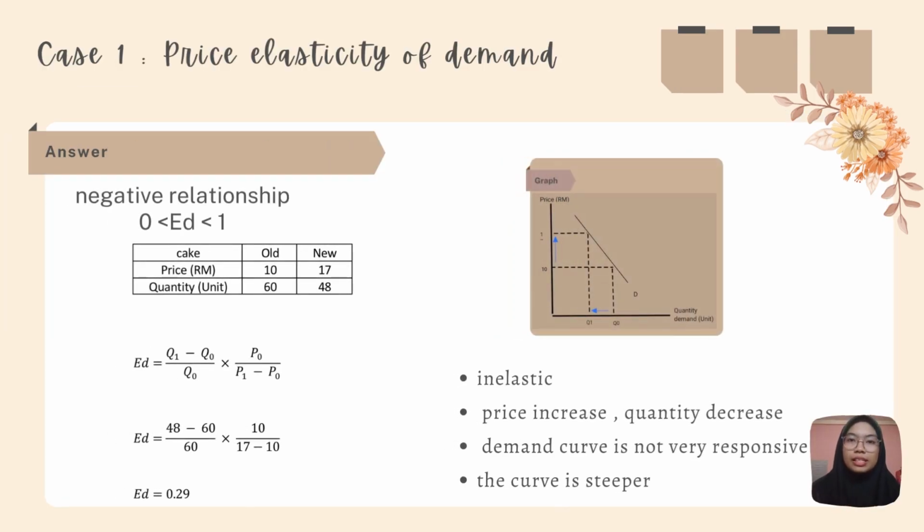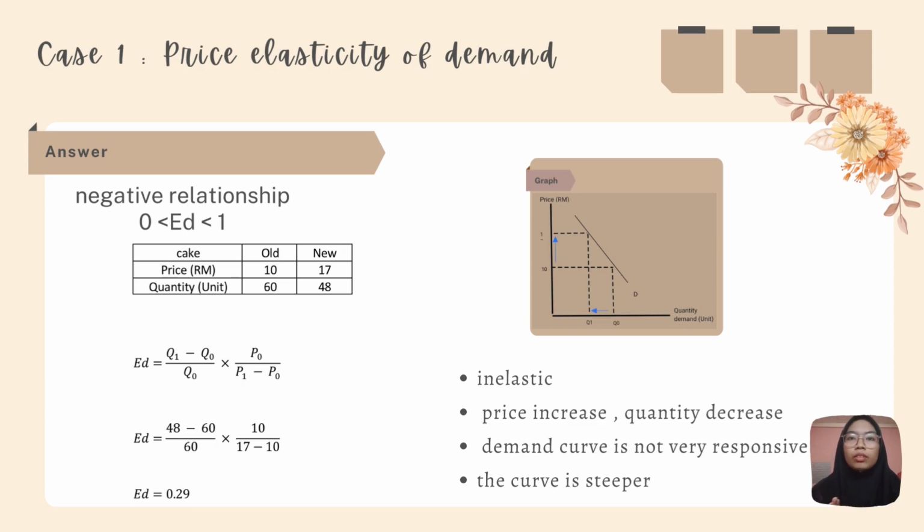Price elasticity of demand. The formula for price elasticity of demand is Q0 minus Q1 divided by Q0 times P0 divided by P1 minus P0. Tables show the price and the quantity of the cake. We can see here the old price of cake is 10 and the quantity is 90. For the new, 17 for price and 48 for quantity.